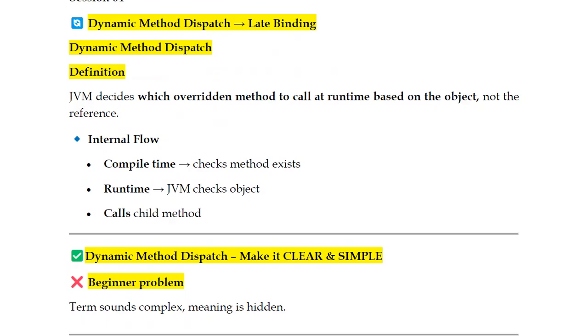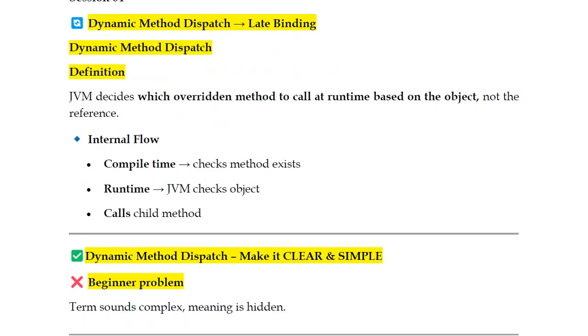So how does it work internally? During compile time, it will check whether the reference type is present or not, and whether the method is present with the same method signature or not. At runtime only, the JVM will check the object. Depending on the object only, the child method will be called. This is the important thing.